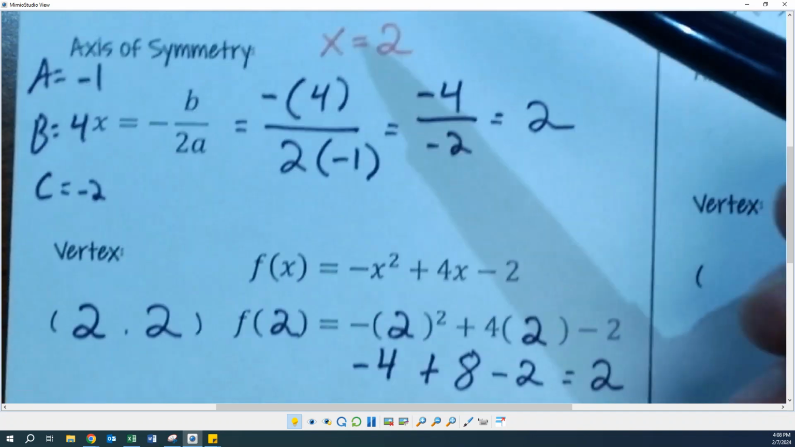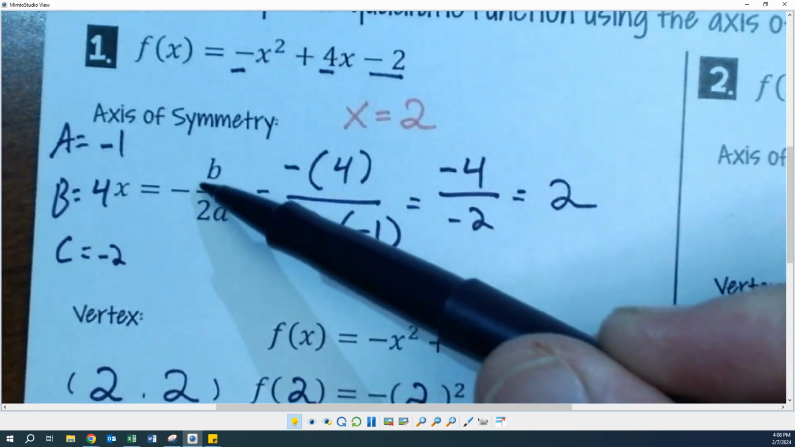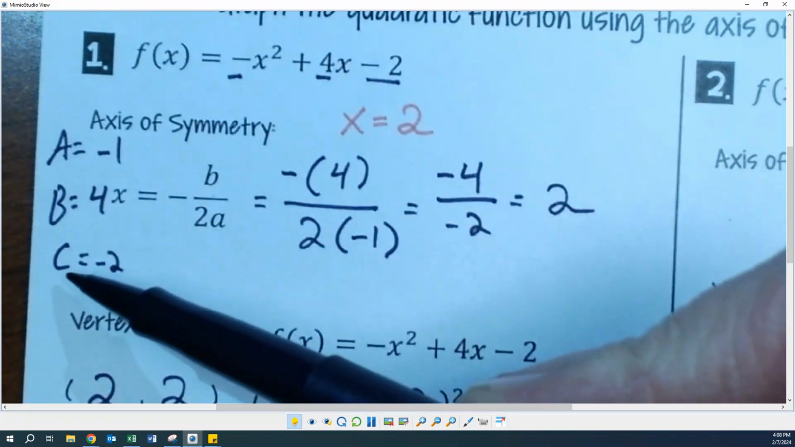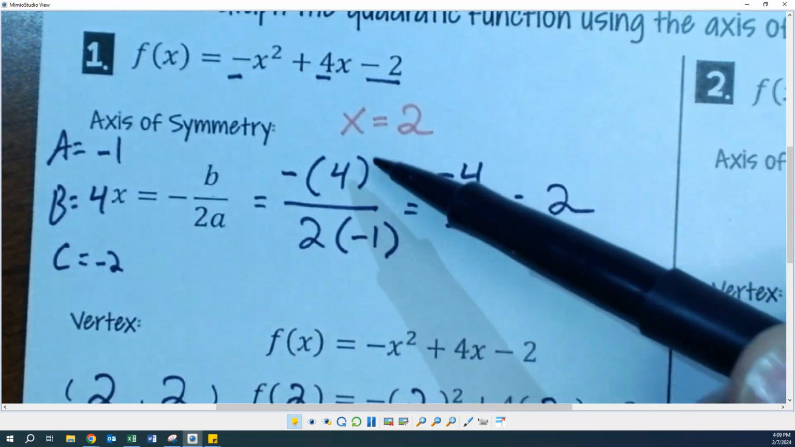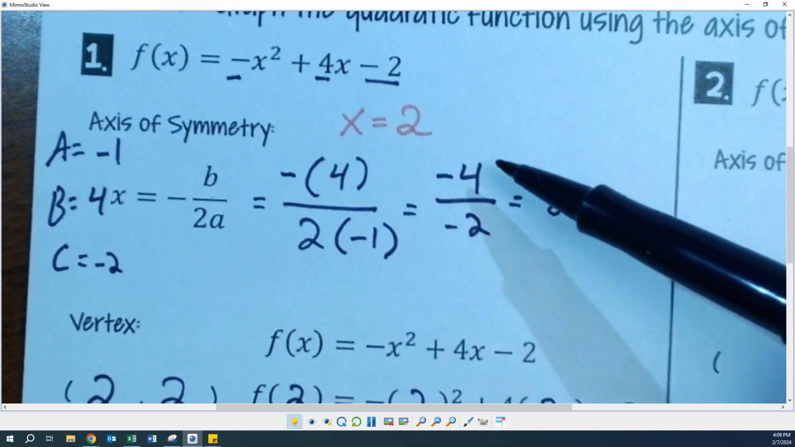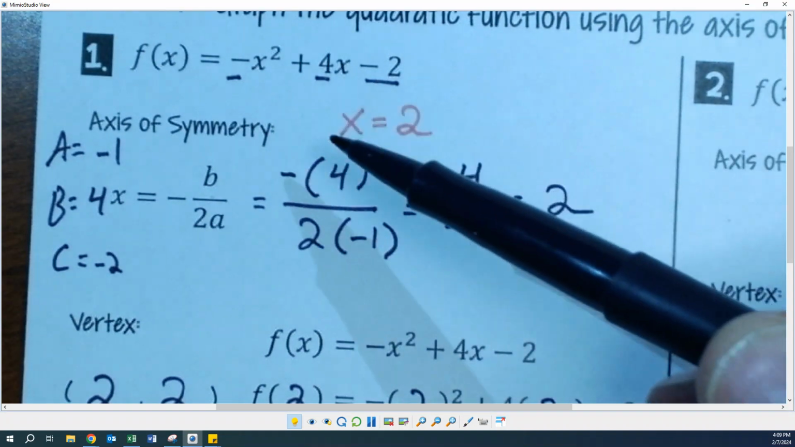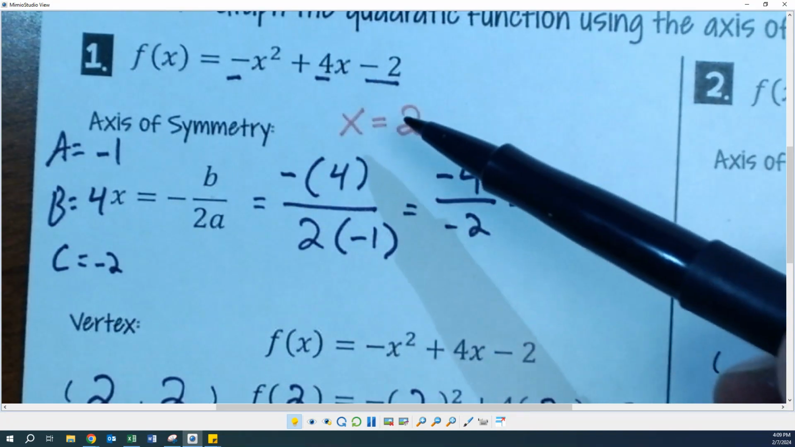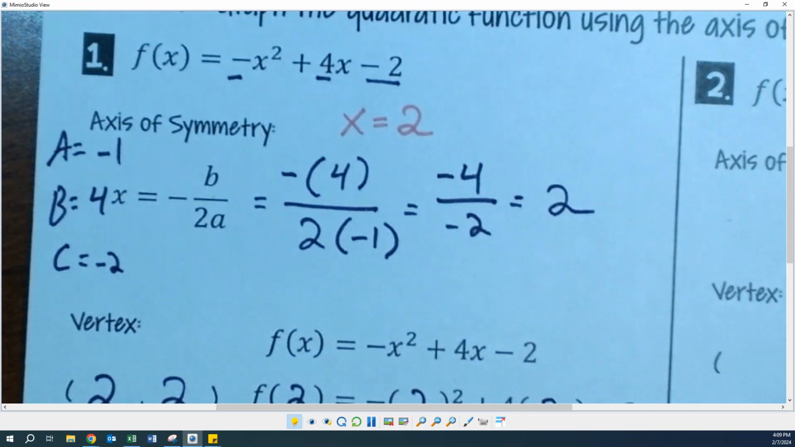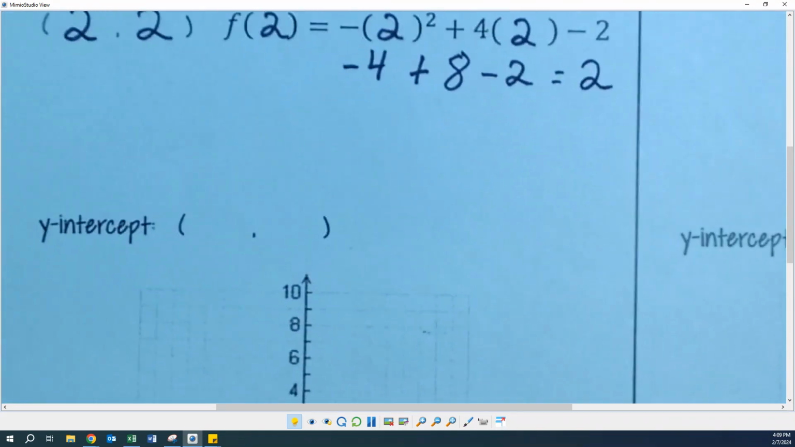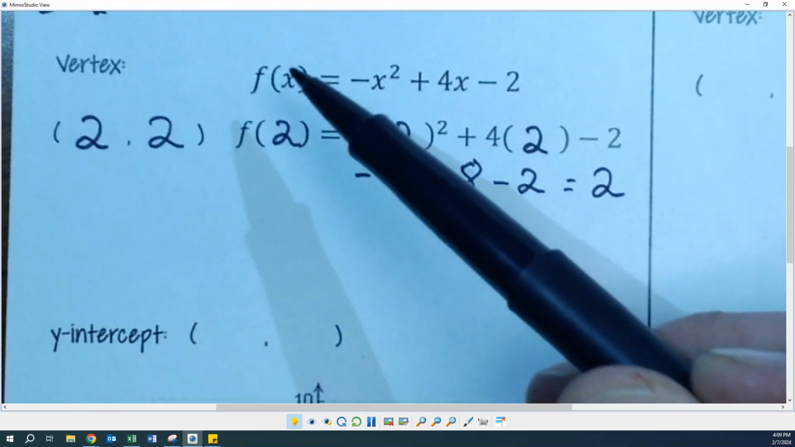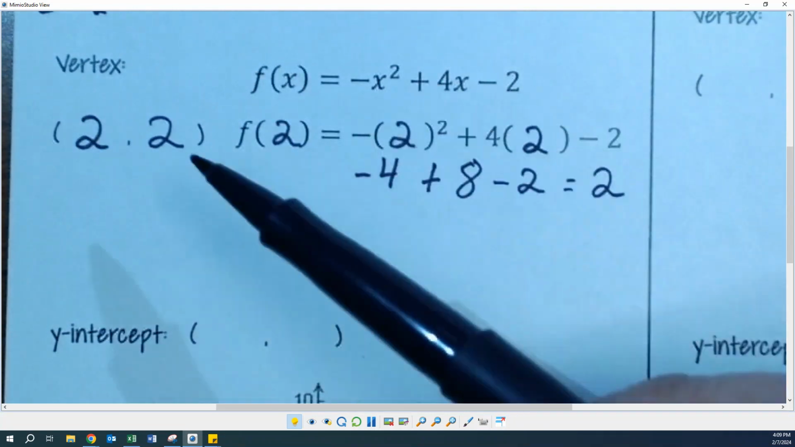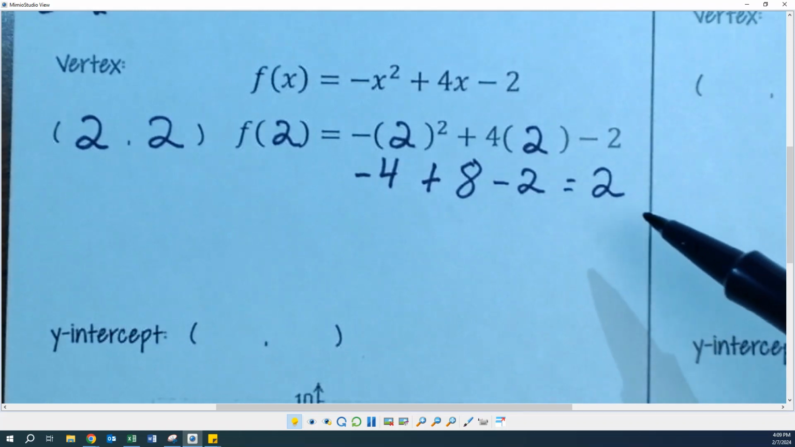So to recap, I use this formula. I identify my a, b, and c. I use this formula using a and b, substitute it in, and do the arithmetic to identify my x value and my line of symmetry. Knowing that x value allows me to input 2 into the formula to get my y value for my vertex.